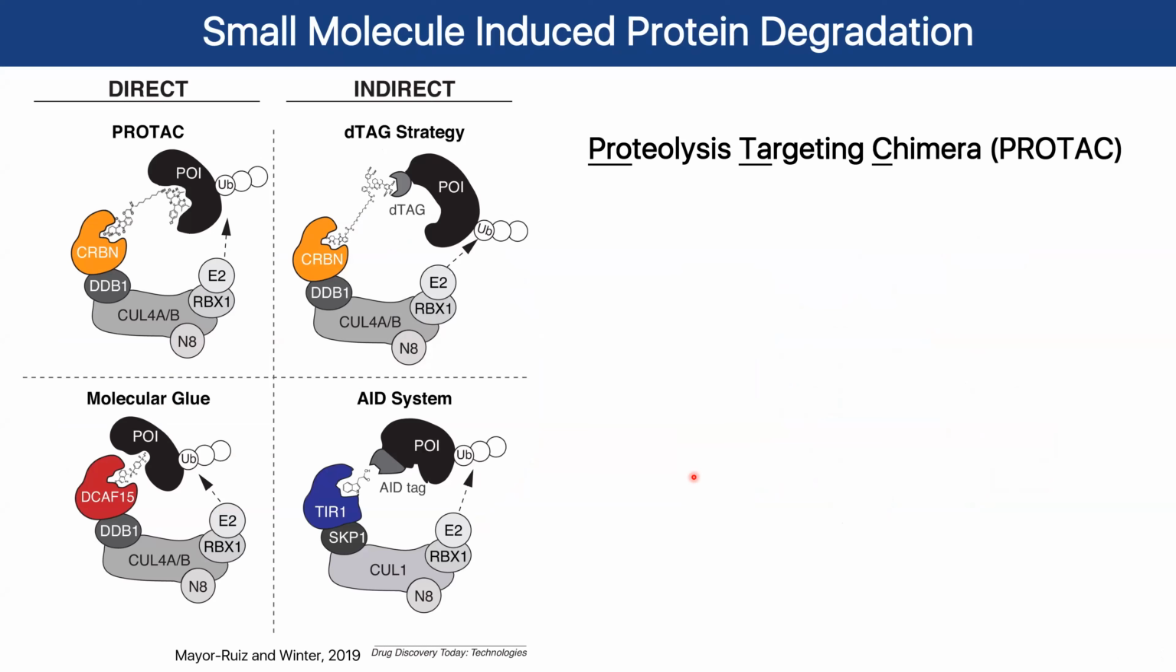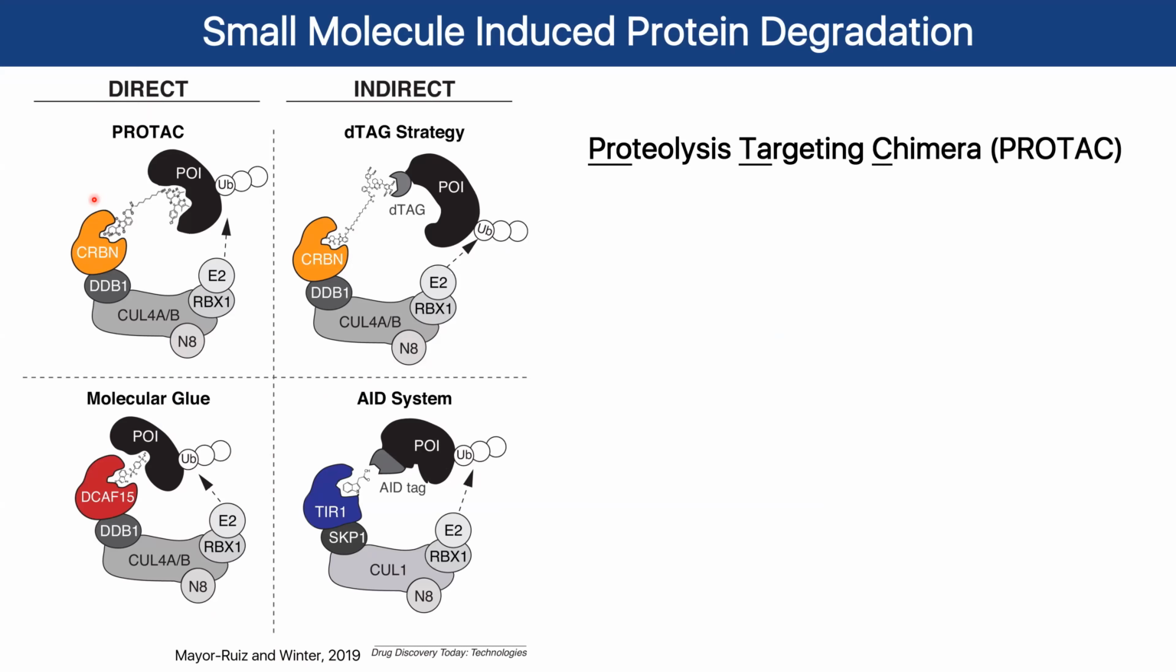So as to develop therapeutics, we can actually hijack this UPS system. This is actually a pretty good review written by George Winter's group. He basically summarized the four types of scenarios for small molecule induced protein degradation. So the first one is the so-called PROTAC, which I will explain in more detail.